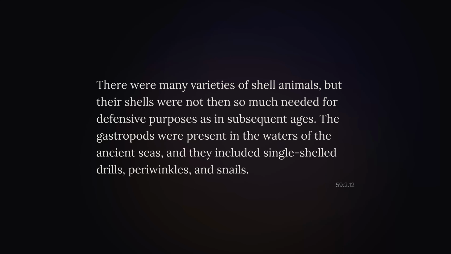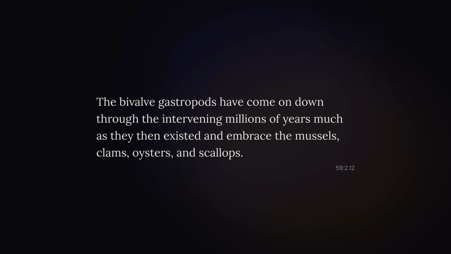There were many varieties of shell animals, but their shells were not then so much needed for defensive purposes as in subsequent ages. The gastropods were present in the waters of the ancient seas, and they included single-shelled drills, periwinkles, and snails. The bivalve gastropods have come on down through the intervening millions of years, much as they then existed, and embraced the mussels, clams, oysters, and scallops.